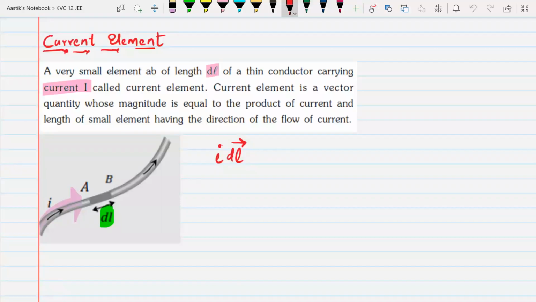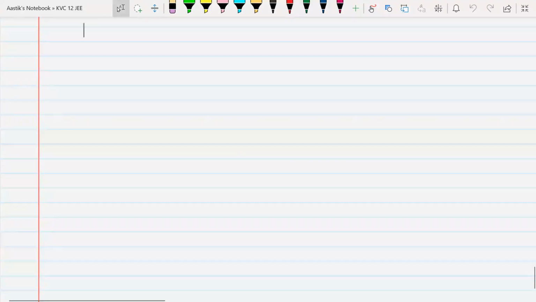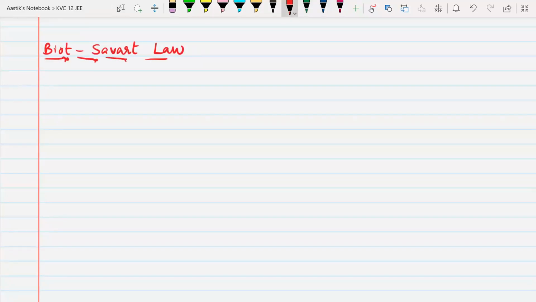Since we have seen what the current carrying element is, remember this plays a very important role in what we are going to do next. And what we are going to do next is known as the Biot-Savart law. Ever heard this? Biot-Savart law. Any idea what this is?